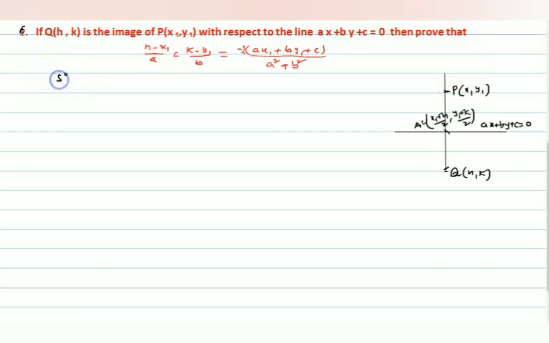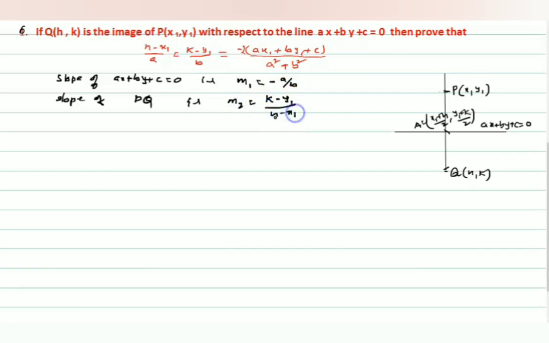The slope of ax plus by plus c is equal to 0 is m1 is equal to minus a by b. Next, what is the slope of PQ? The slope of PQ, as shown in the diagram, is m2 is equal to (k minus y1) by (h minus x1). This is the slope of PQ, since P is (x1, y1) and Q is (h, k), using (y2 minus y1) by (x2 minus x1). We already explained this in the foot of the perpendicular.